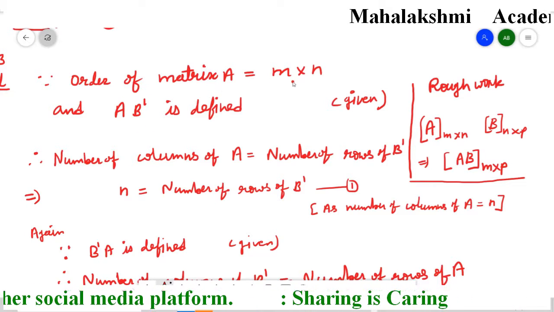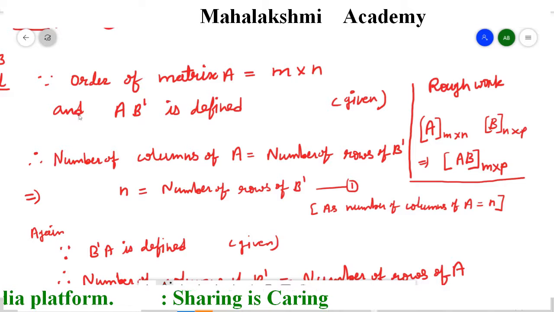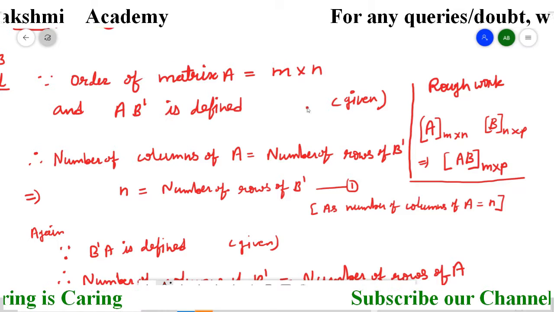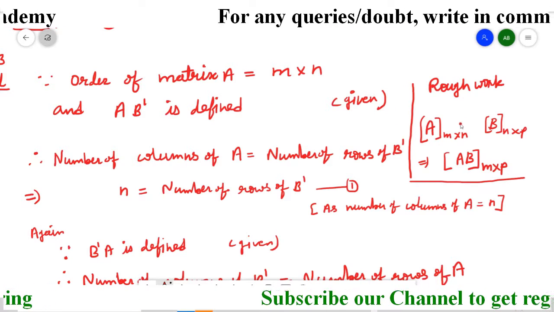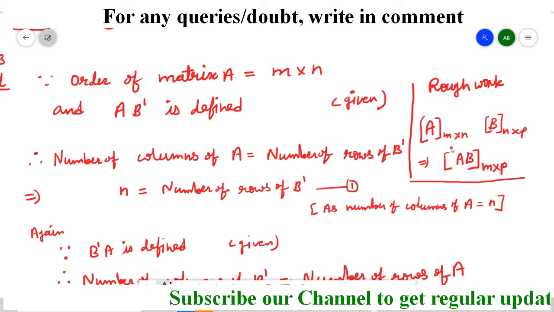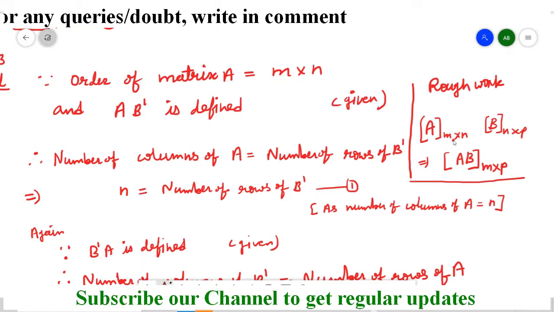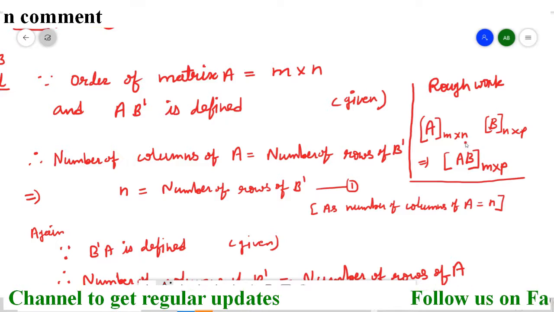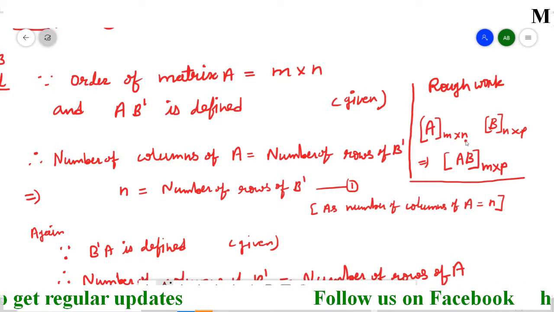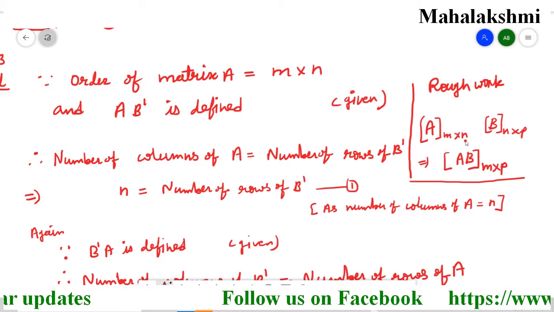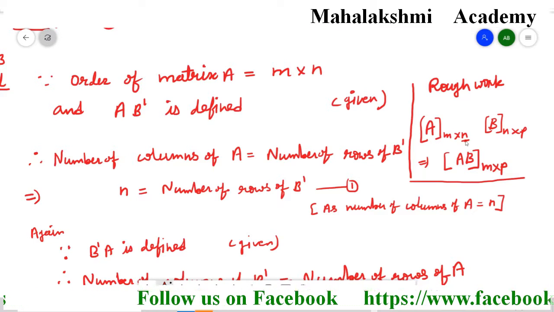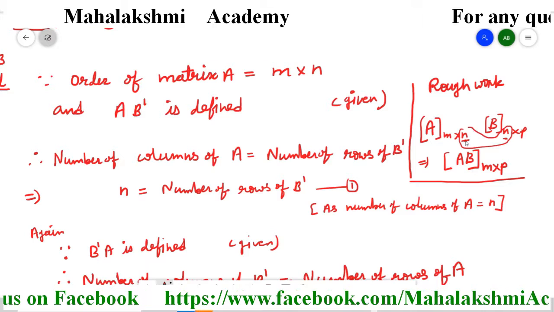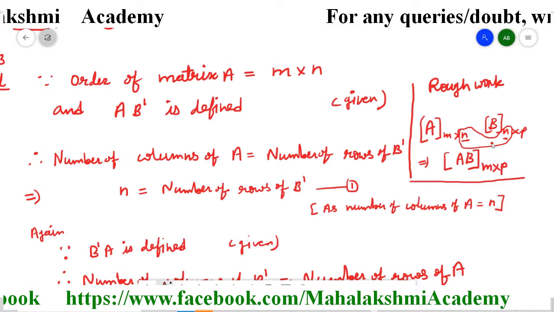The order of matrix A is given to us as m cross n, and it is also given that A B complement is defined. So first you just understand that in this situation the two matrix product is defined. Suppose matrix A is of order m cross n and matrix B is of order n cross n, then only their product can be defined. The number of columns of A should be the same as the number of rows of B. If they are the same, then only their product is defined.